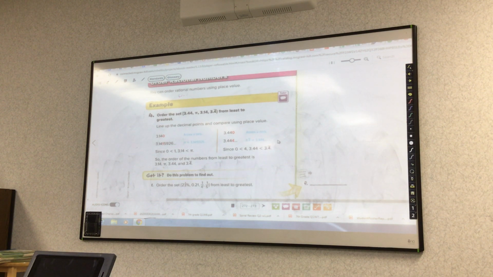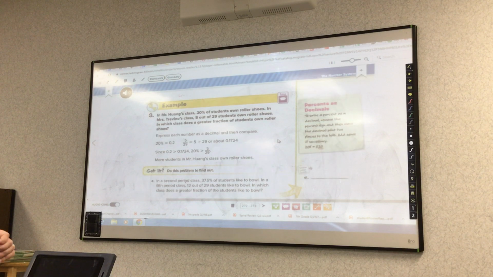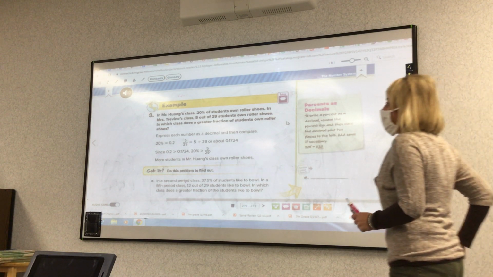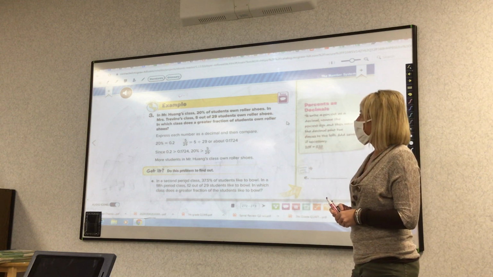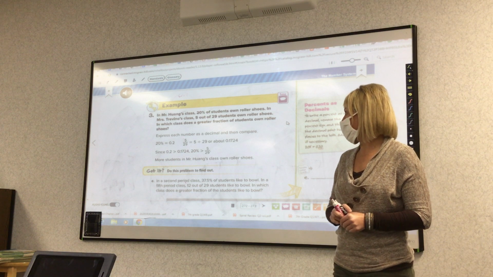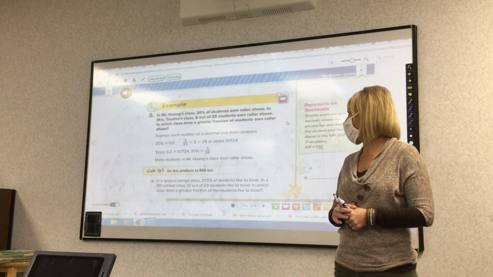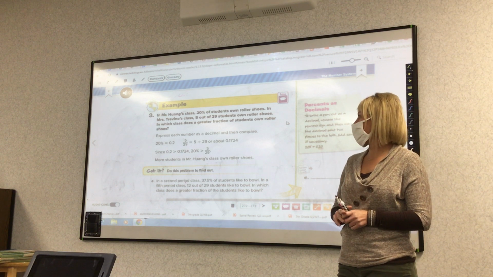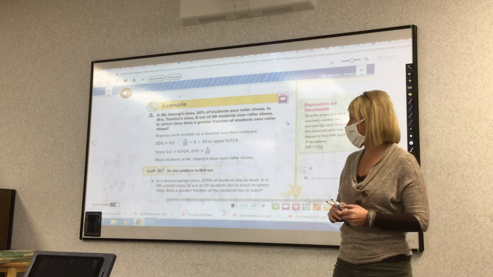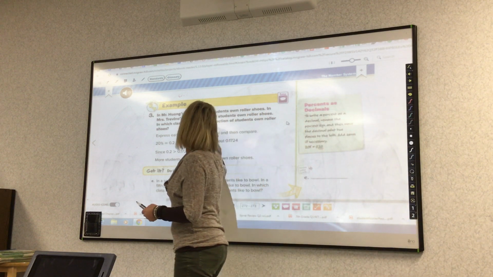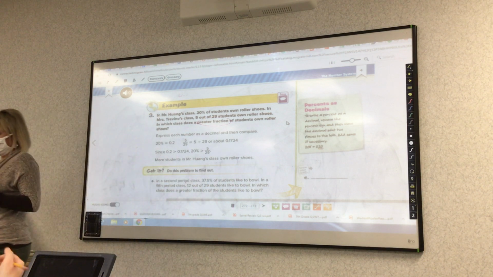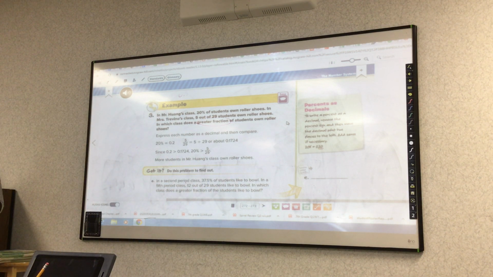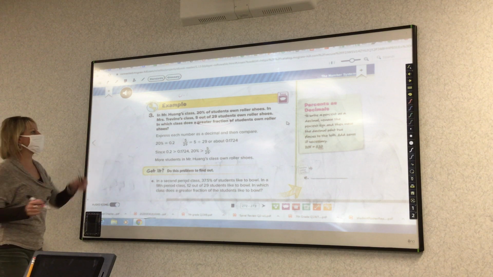All right, let's look at example 3. In Mr. Huang's class, 20% of students own roller shoes. In Mrs. Trevino's class, 5 out of 29 own roller shoes. In which class does a greater fraction of students own roller shoes? It says greater fraction, but do I really have to put it in a fraction form? No, you don't. You can make it all decimals to make it easier.